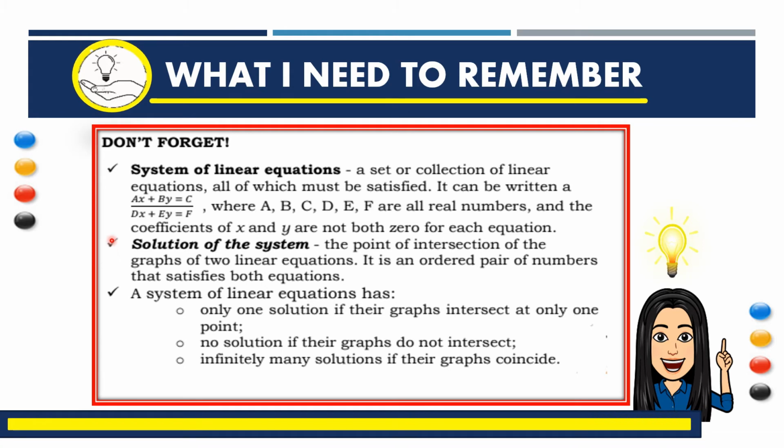Second, you have to remember that the solution of the system is the point of intersection of the graphs of two linear equations. It is an ordered pair of numbers that satisfies both equations. And the last thing that you should not forget is that a system of linear equations has only one solution if their graphs intersect at only one point. It has no solution if their graphs do not intersect, and it has infinitely many solutions if their graphs coincide to each other. Once again, remember those key points.